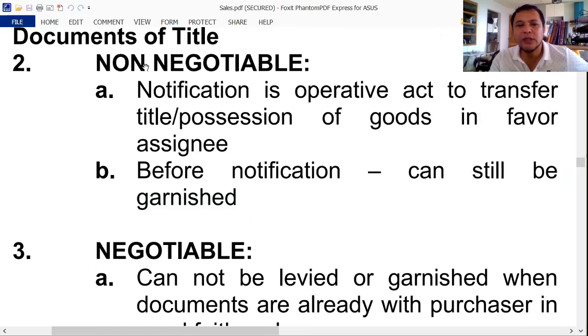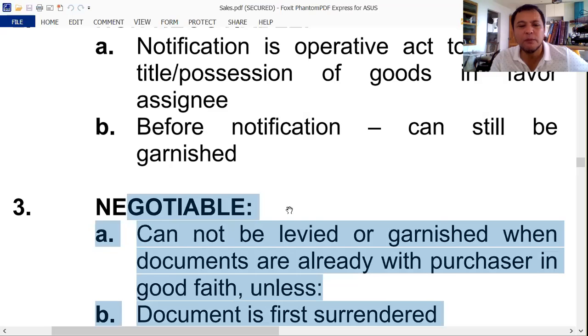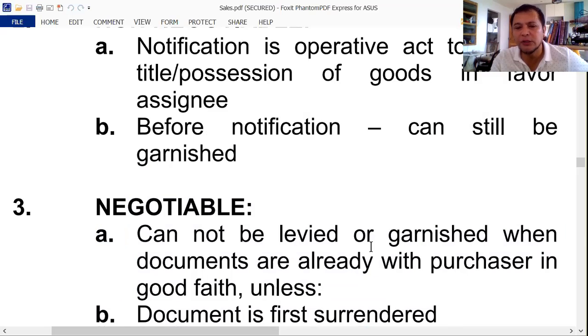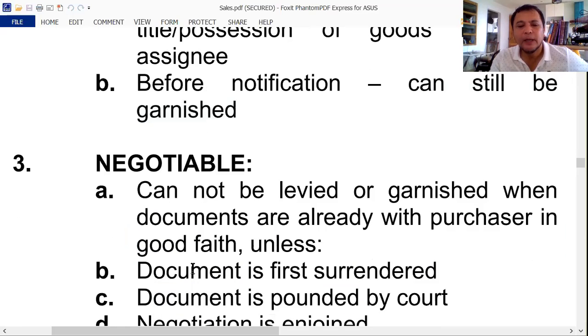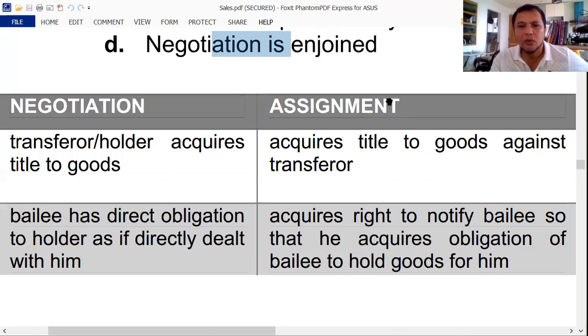So here, if it is a non-negotiable document of title, then pwede, no? Even before notification, it can still be garnished. But if it is covered by a negotiable document of title, it cannot be levied or garnished anymore, meaning the goods cannot be seized by the court if the goods are already in the hands of a purchaser in good faith, unless this exception will apply: the document has been surrendered, the document is impounded by the court, or the negotiation has been stopped. Okay.